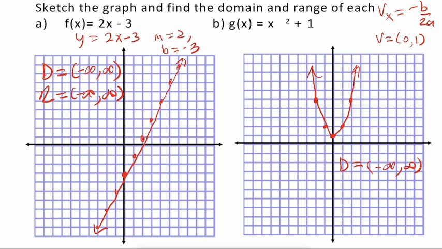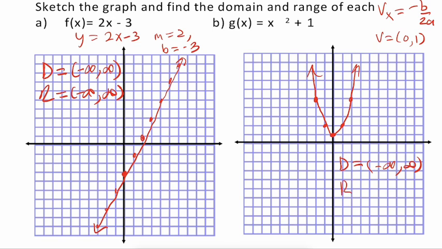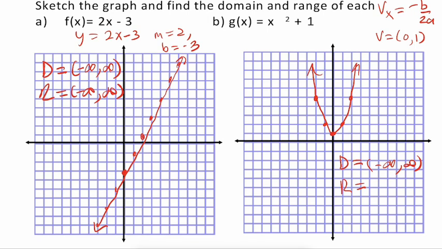Now the range depends on what it looks like. For this range, what's the lowest point for this parabola? 1, right? I can land on 1. So that's why we put a bracket on it, because we can stand on that one. I can stand on that point, and then I can go forever as high as I want. Infinities always get a parenthesis. Remember, infinities always get a parenthesis.